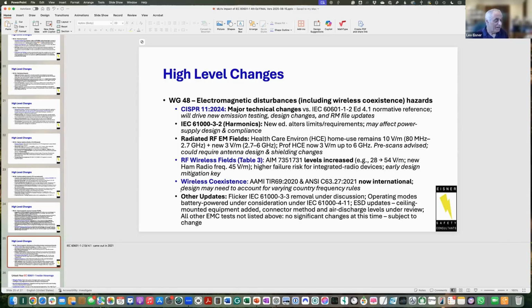Wireless coexistence, that's an FDA requirement currently, only in the US. If it gets placed into the standard, which it is placed in the draft, it's going to be an international requirement. That's a change in design, because now you're talking country frequencies as well that you need to deal with.